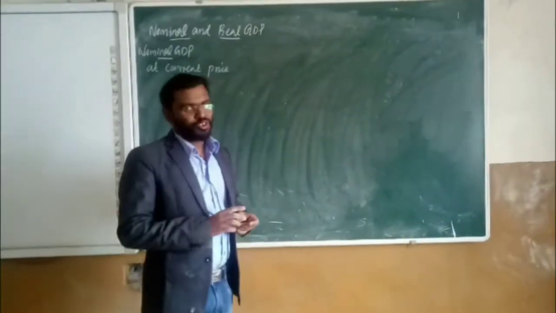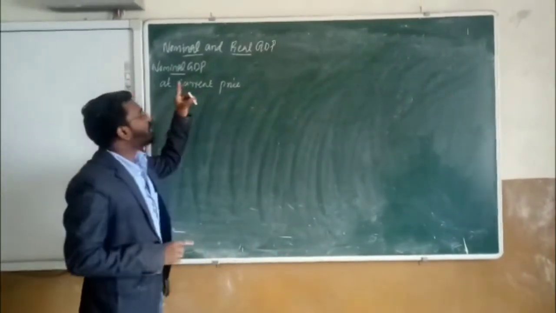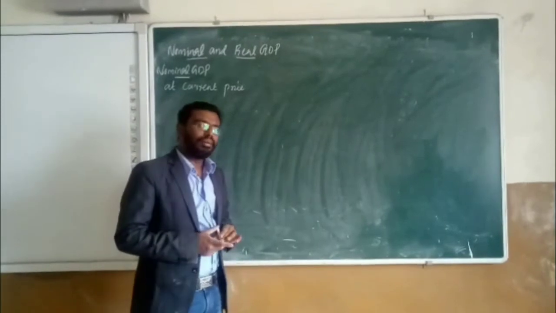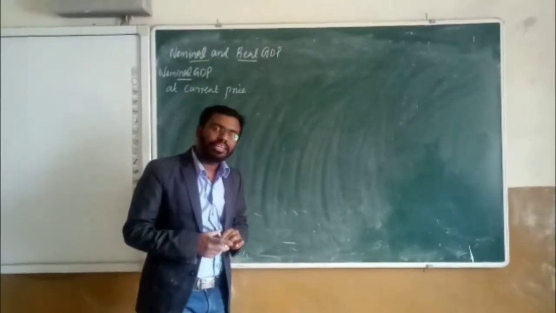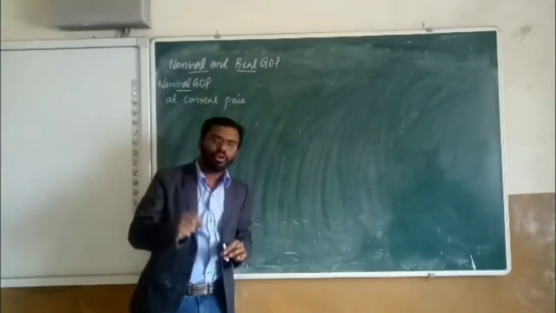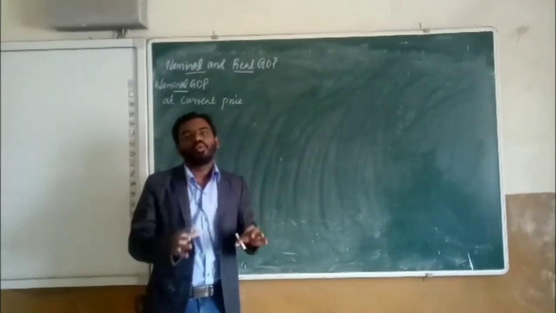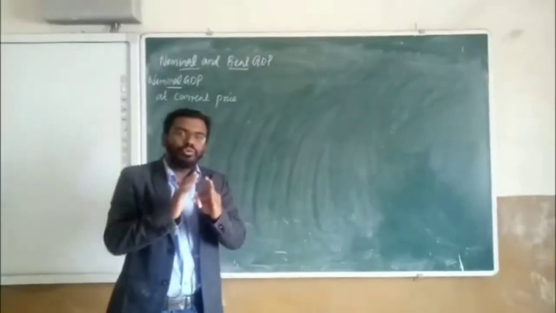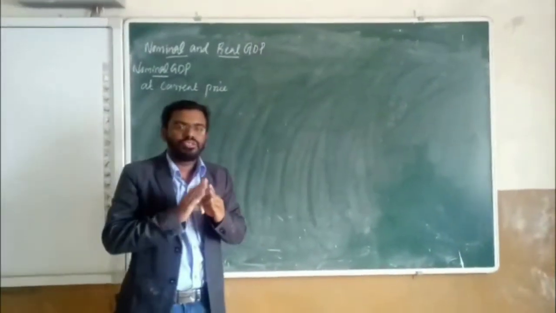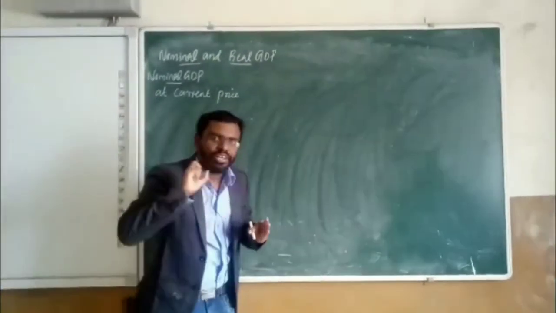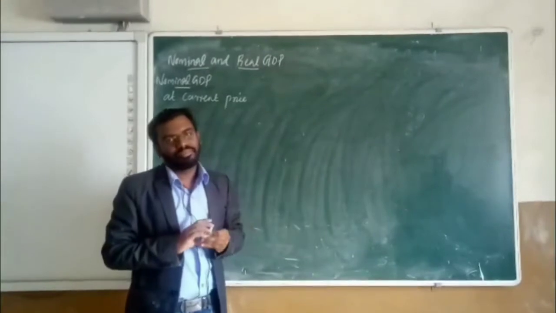Okay, coming to our next topic, that is nominal GDP and real GDP. What is GDP? GDP is the money value of all final goods and services produced in an economy during an accounting year. So this GDP is divided into two types. First one is nominal GDP, and the second one is real GDP.